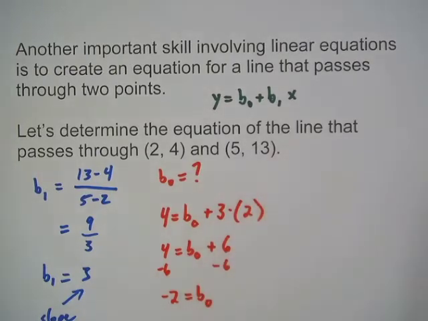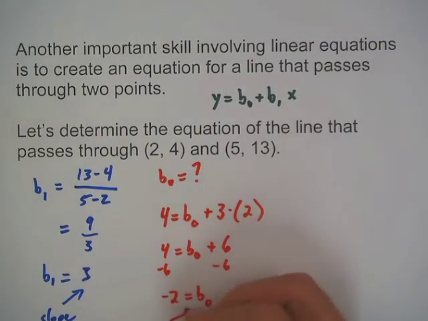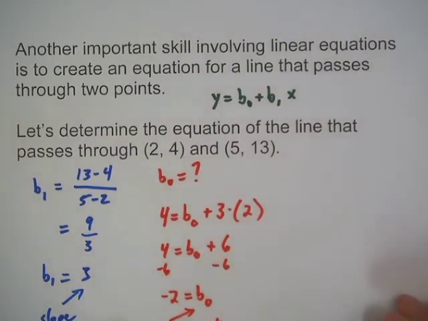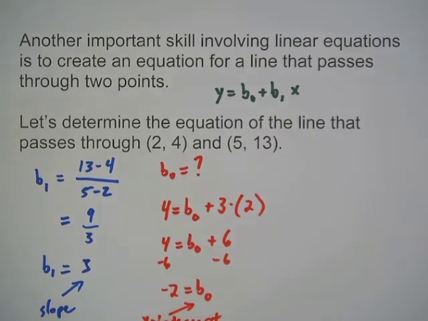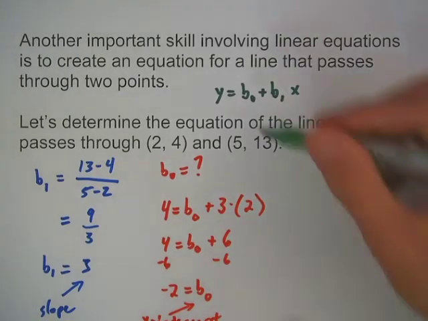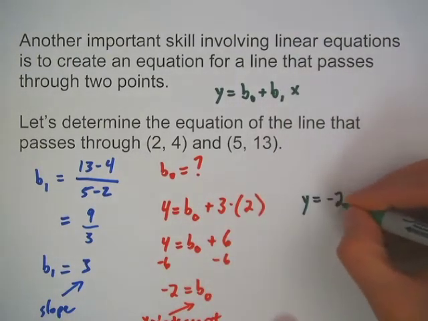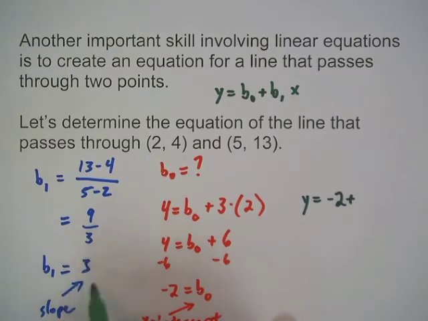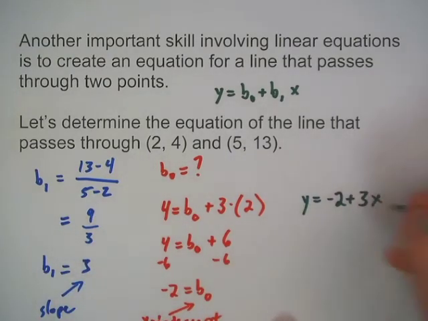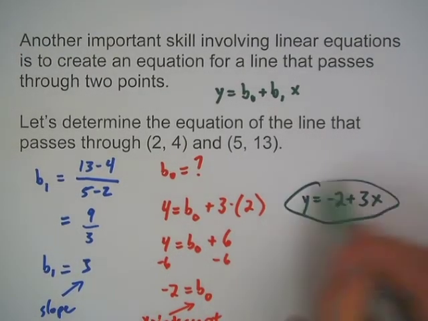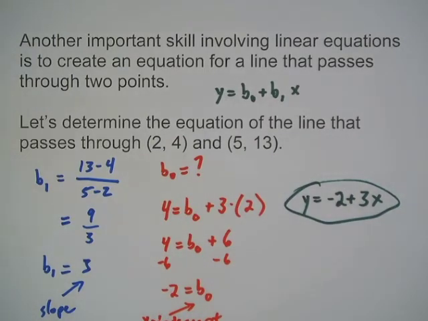So now I have a slope and I have a y-intercept. So this is my y-intercept. Okay. So finally I can write my equation. So it's going to be y equals b0. So b0 is negative 2 plus b1 is the slope. So that's 3, and then my x. So this is the equation for a line that passes through the points (2, 4) and (5, 13). Okay, and that was the same equation we had before.